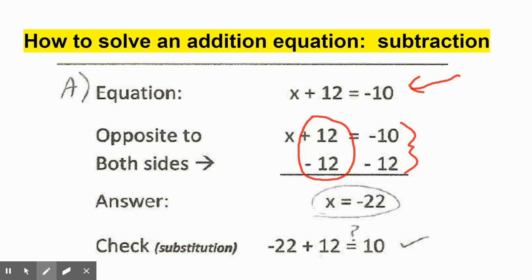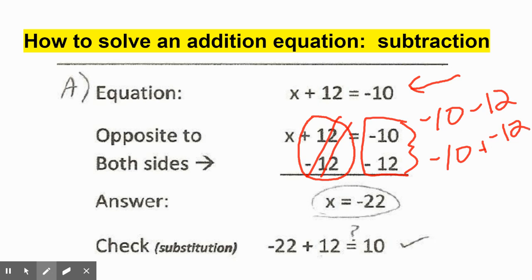All right, and then you want to see that 12, that's really positive 12 minus 12. So that always should cancel out to 0 in adding equations, leaving x plus 0 or just x. And then you can see that the answer to what x is has to be negative 10 minus 12. And remember, going back to your integers, negative 10 minus 12 is the same as negative 10 plus negative 12. And that gives you your negative 22 right there.